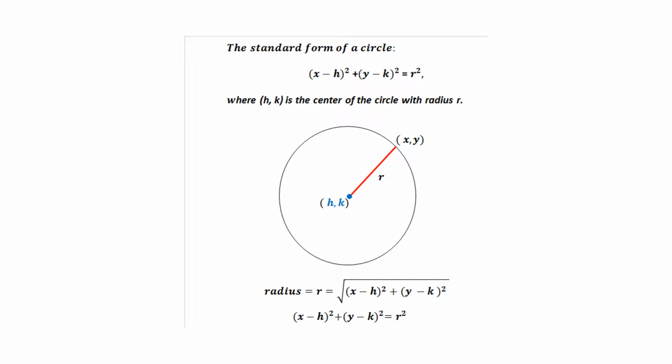So the radius is equal to the square root of the difference of the x's, (x minus h) squared, plus the difference of the y's, (y minus k) squared. And then we got r is equal to the square root of this stuff. So how do we get to the next line? We can square both sides. So r squared is equal to the square root of that stuff squared, and the square root of wiggle squared is wiggle. Wiggle is all that stuff inside the radical, so we got (x minus h) squared plus (y minus k) squared is r squared.